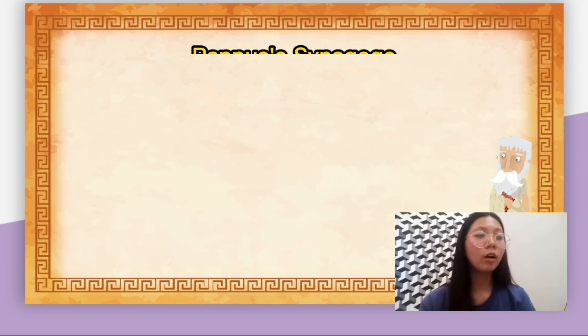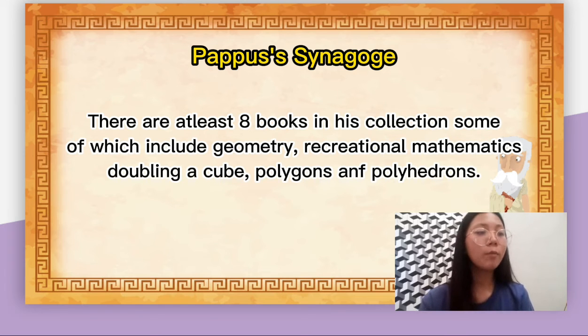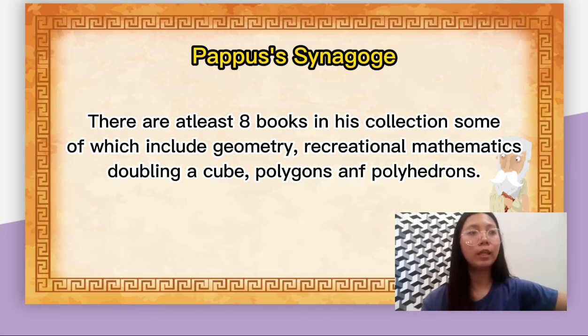So, in Pappus' Synagoge, there are at least 8 books in his collection, some of which include geometry, recreational mathematics, doubling a cube, polygons, and polyhedrons. There is only one Greek copy left today. Books 1 and 8 don't exist, and only some of books 2 to 7 are intact. So, that is the Roman mathematics.